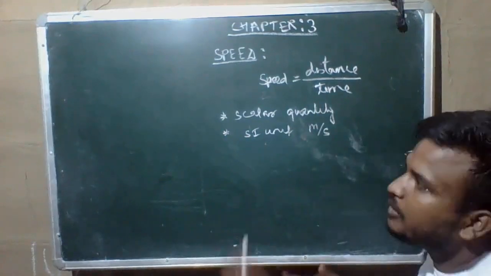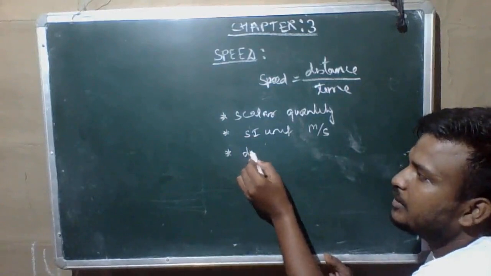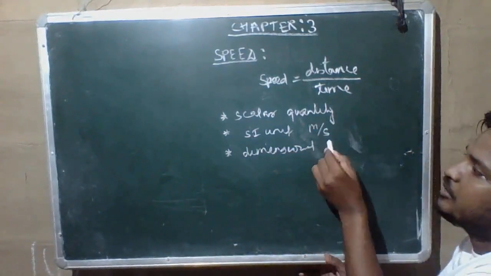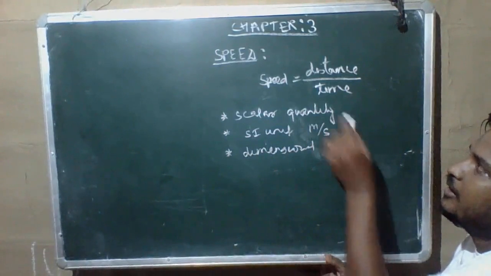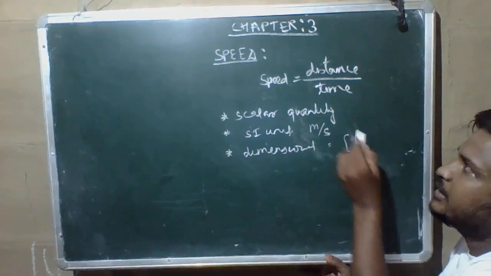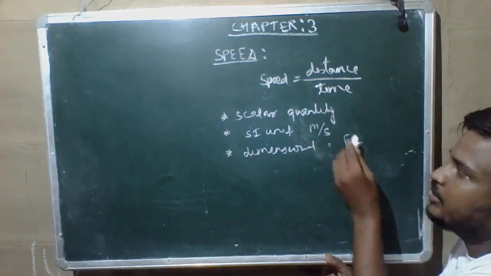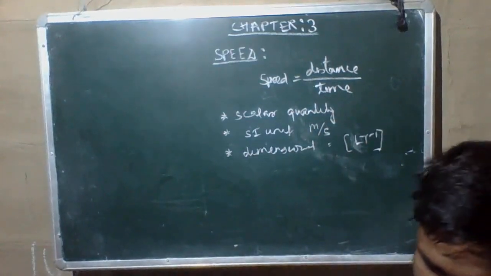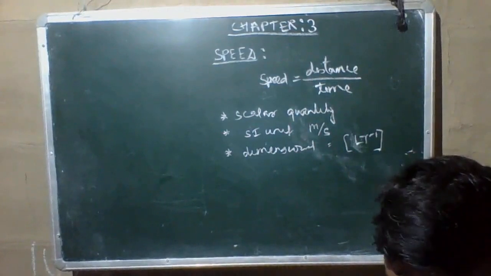And the dimensional formula of speed. What will be the dimensional formula? You can see mass is not there, so M to the power 0. Distance is there, so L will be there, and time is below, so it will go above and become T to the power minus 1. So this is the dimensional formula of speed.